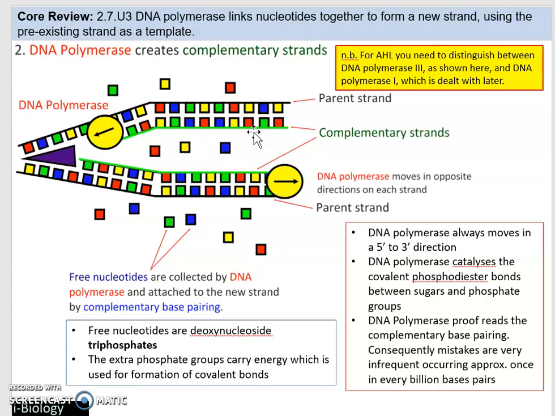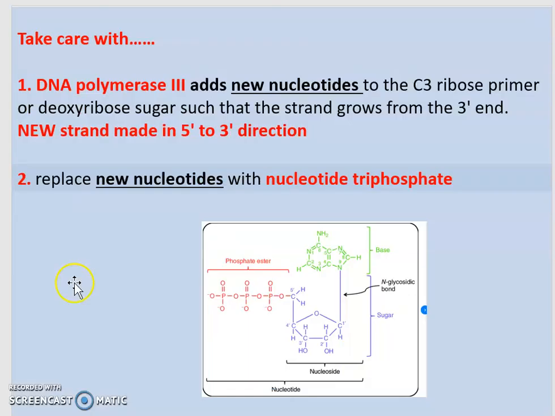But again, for higher level, we need to think a little bit more in depth, and these are not just nucleotides. I alluded to this in the first video. What these are is something called nucleoside triphosphates. And I'm going to jump a couple of slides down here to show you what I mean. So DNA polymerase 3 is adding new nucleotides on the 3' end of the parental strands, so that the new strand is made in the 5' to 3' direction.